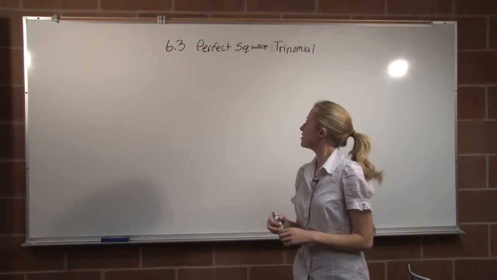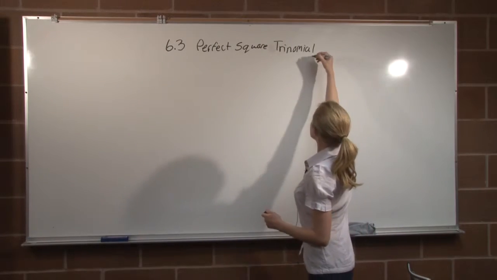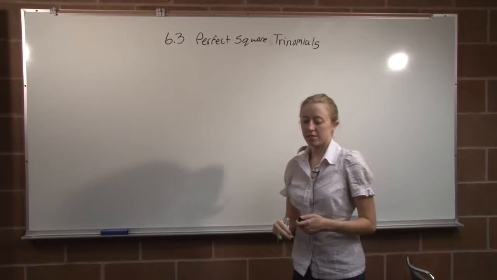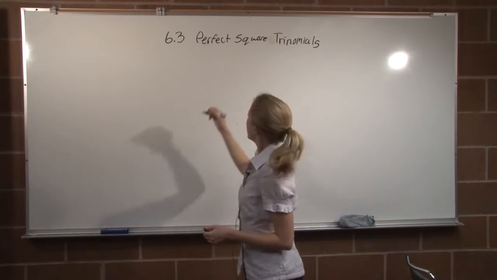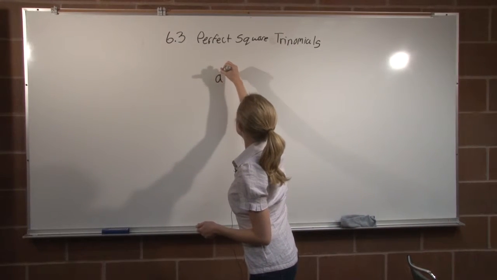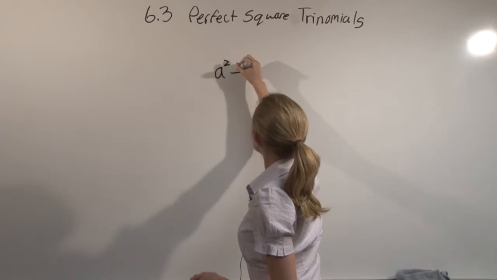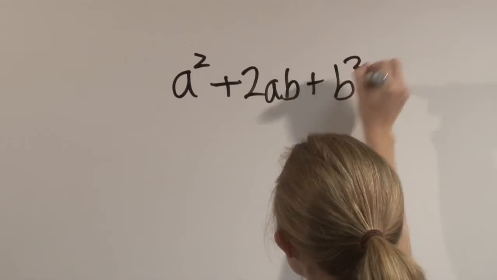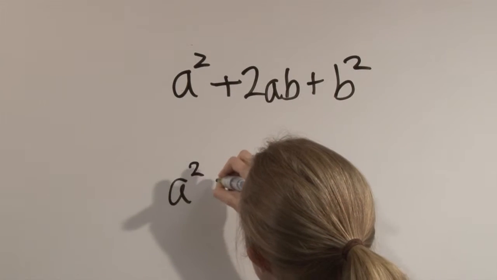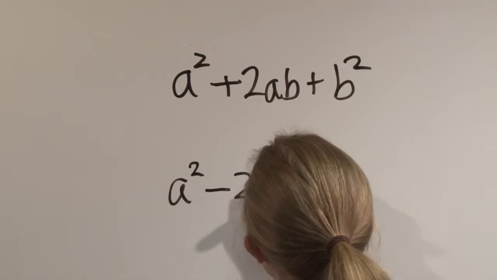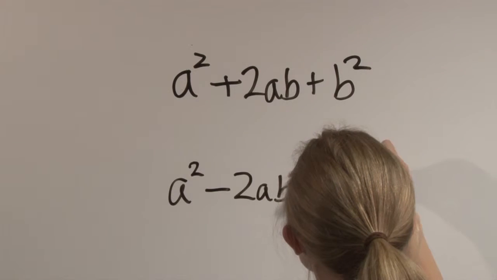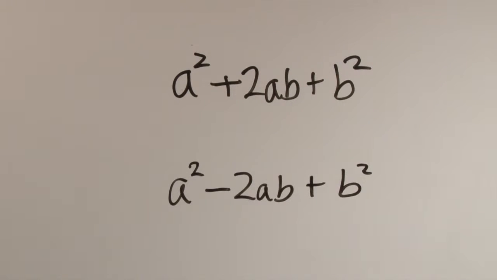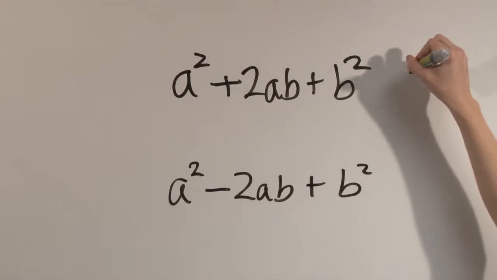So this lecture is on perfect square trinomials, which are covered in section 6.3 of the book. Perfect square trinomials have one of these forms. And if that looks familiar, that's because you've already seen those two kinds of quadratic equations in chapter 5.